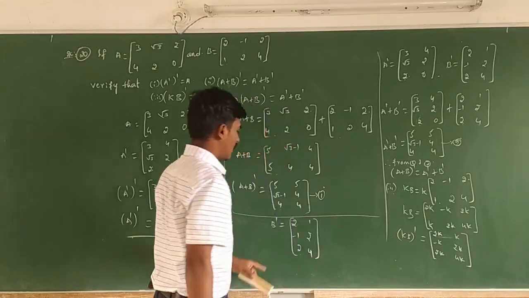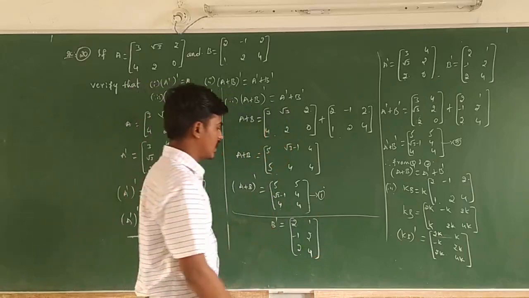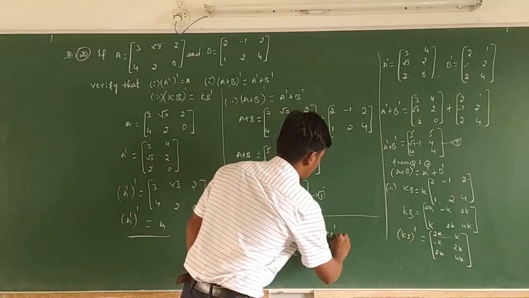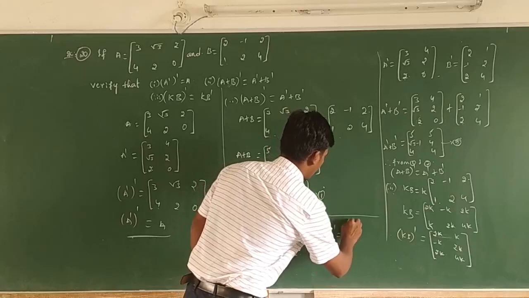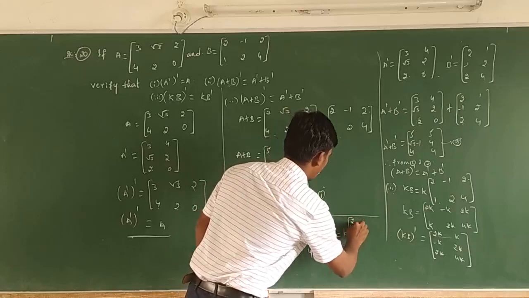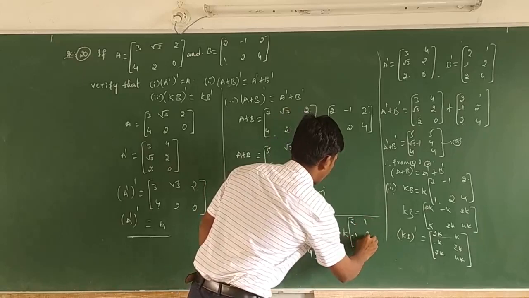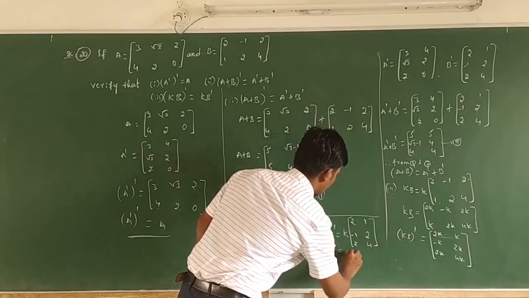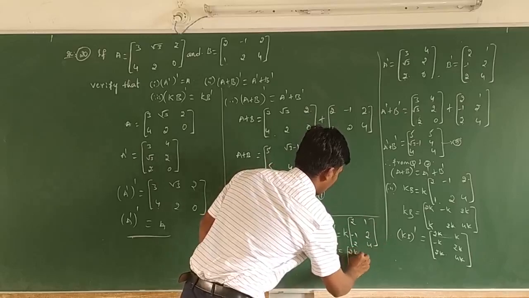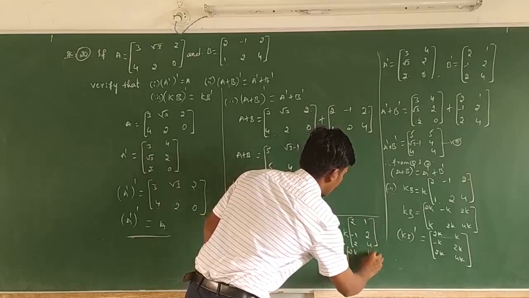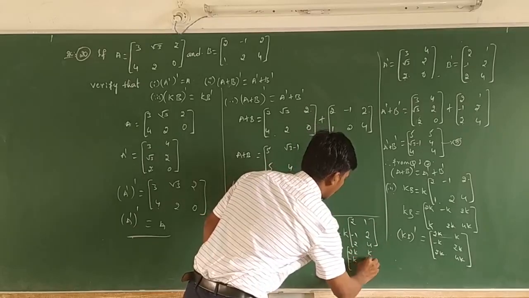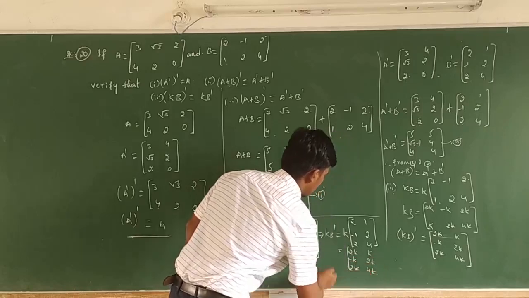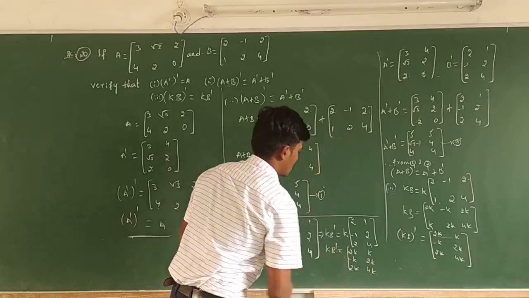To this we multiply by the constant K. Which implies that K into transpose of B is equal to K multiplied with transpose of B, 2 1 minus 1 2 2 4, which is equal to 2K K minus K 2K 2K 4K. This is K into transpose of B.